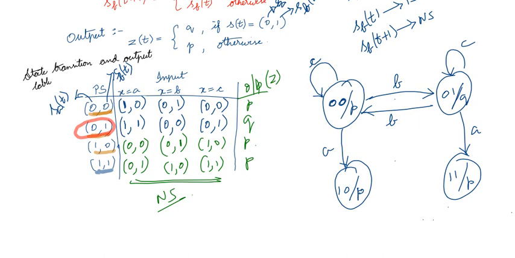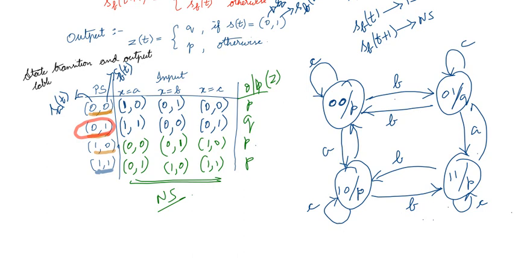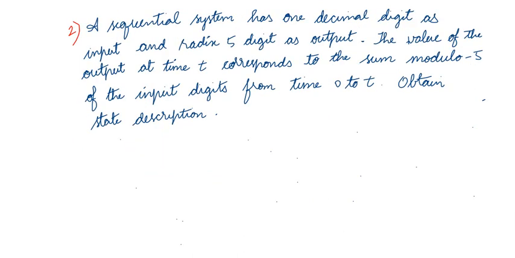Similarly, you can fill in the others. You can pause the video and fill it in. This is your C, this is your E. So this is the state diagram. Okay, right? So this problem is done. Now moving to the next problem. It's a very easy problem.